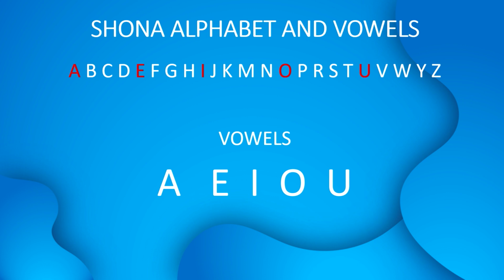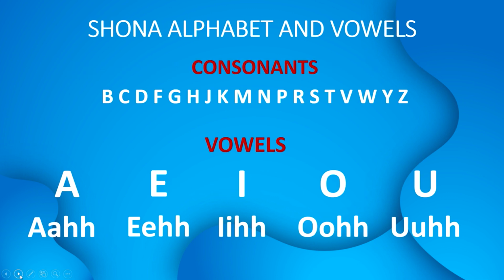So in order for you to make up Shona words, you will need to combine consonants and vowels. So the Shona alphabet consists of consonants and vowels. As you can see now, I have separated the vowels from the alphabet, and so what's remaining are the consonants. So in Shona, in order for you to formulate words, you need to combine consonants and vowels. Some words start with consonants, some words start with vowels. It all depends on which Shona word you are using.